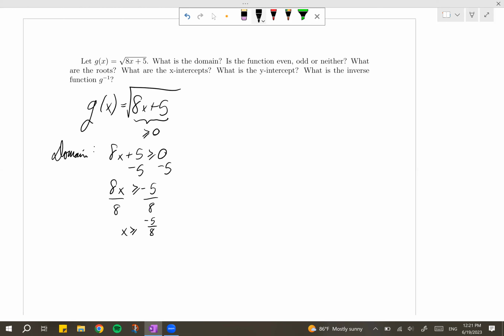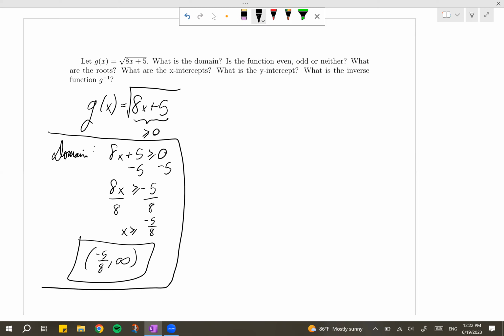So what that means is for all of my x values greater than -5/8, I'm good. But if it's less than that, then I'm not good. That isn't going to be in my domain because I'm going to get a negative number in my square root, and we can't take the square root of a negative number. So my domain goes from -5/8 all the way to infinity. So this is my domain. All right, that part's done.